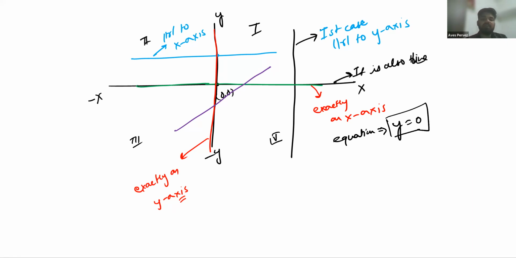Similarly, what is the equation of the y-axis? If a line is over the y-axis, what is its equation? You know that on the y-axis, x will be equal to 0. So we write x is equal to 0. Got it? Yes, sir.